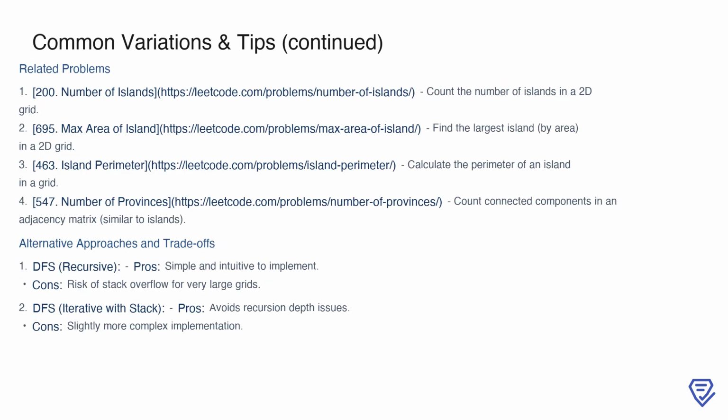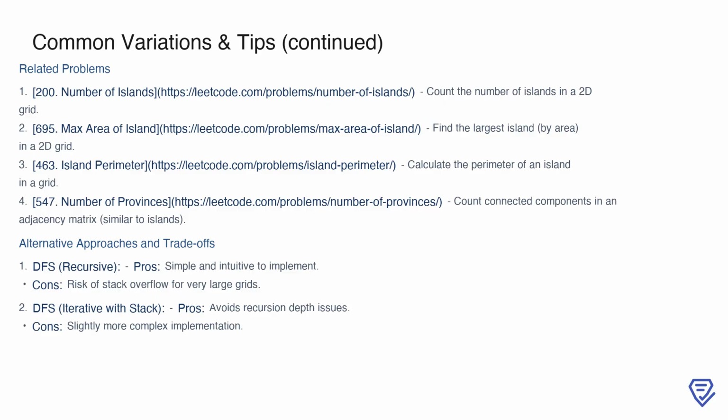This problem is closely related to several other LeetCode problems, so practicing them can deepen your understanding. For instance, problem 200, number of islands, involves counting the number of islands in a 2D grid and is a foundational problem in this domain. Problem 695, max area of island, focuses on finding the largest island by area, which requires a similar traversal approach. Problem 463, island perimeter, asks you to calculate the perimeter of an island in a grid, which builds on the concepts you've already learned. Finally, problem 547, number of provinces, takes the idea of connected components into an adjacency matrix, showing how these techniques apply beyond grids.